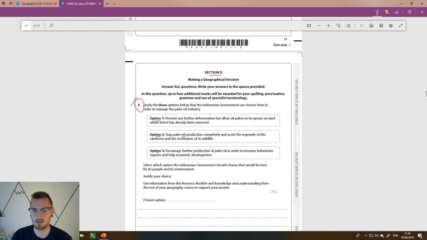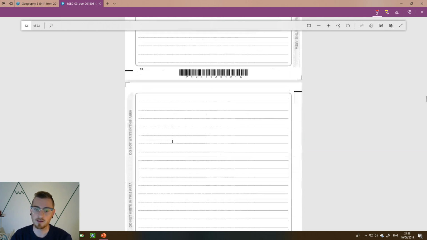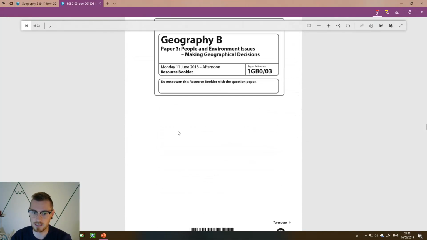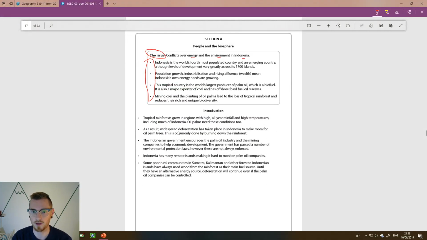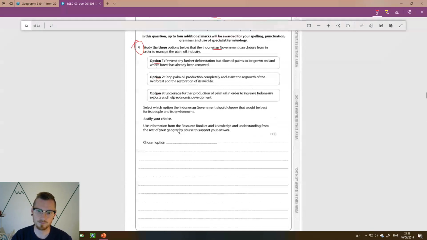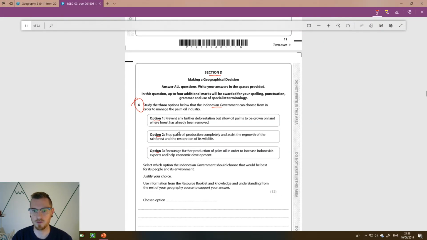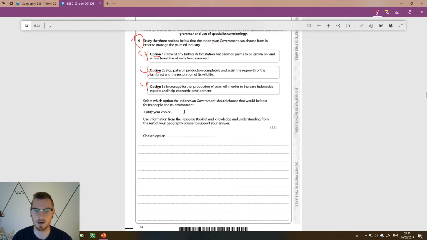And it's asking the Indonesian government, remember, connect it back to the issue. The issue here is conflicts over energy and environment in Indonesia, four bullet points. The Indonesian government can choose from the following three options, and we call it select and justify because the question asks you to select which option the government should choose that would be best for its people and environment. Remember, it might ask you for just people, just the environment, or both. Double check which one it is, circle which one it is.